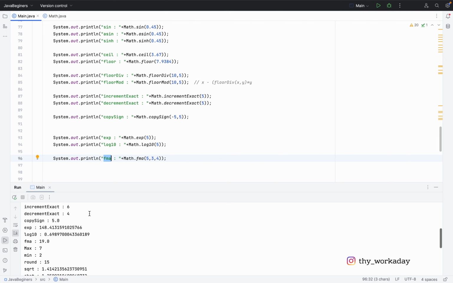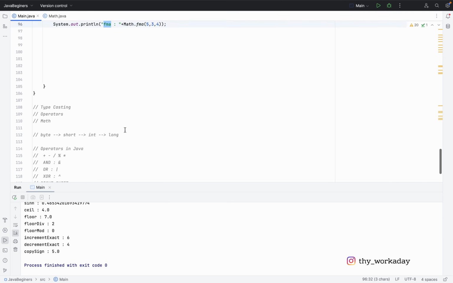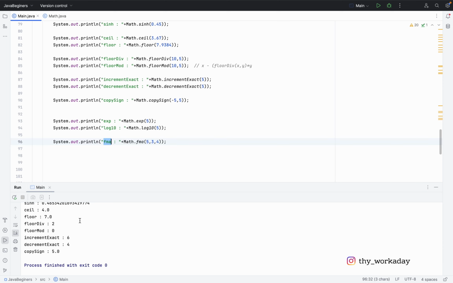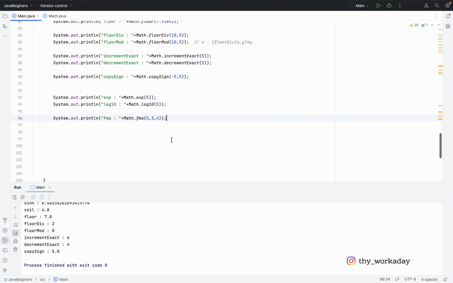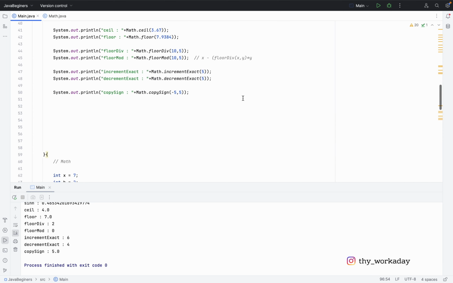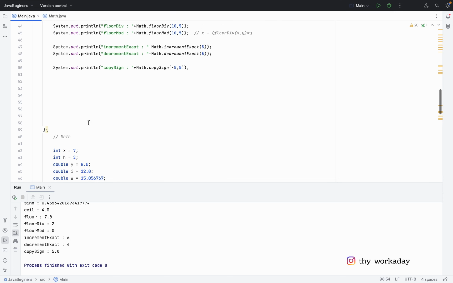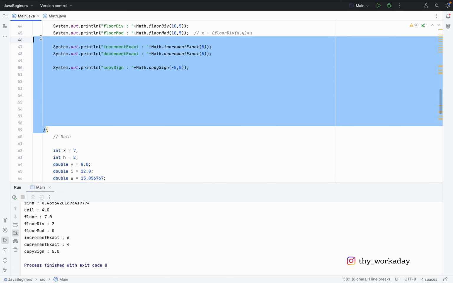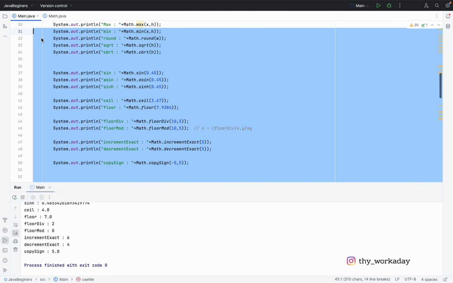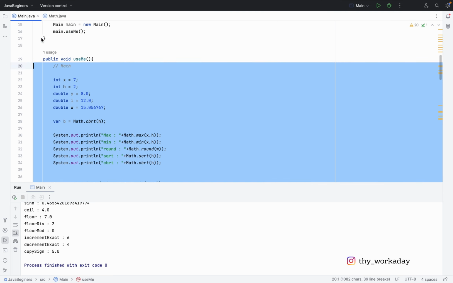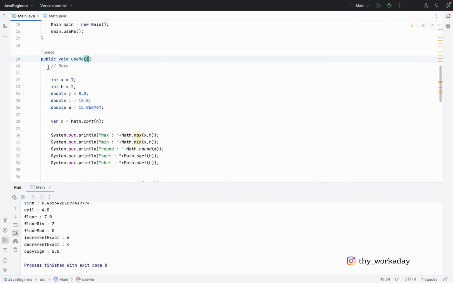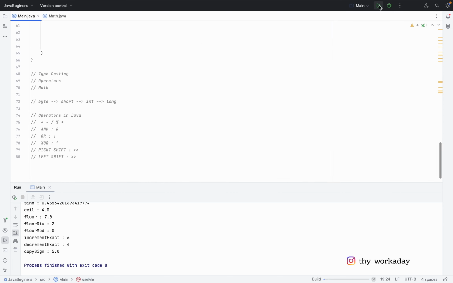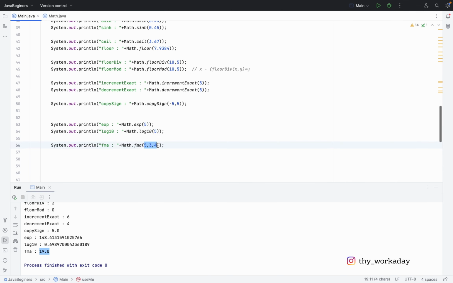FMA, where is that? FMA is not printing. Sorry. FMA is there. Okay. We have done something wrong. I think I copied something and used it somewhere else. Okay, now it will work. See, 19. FMA of this one. This is the FMA formula. If I'm not wrong, I'll say it right. I have some memory about this.